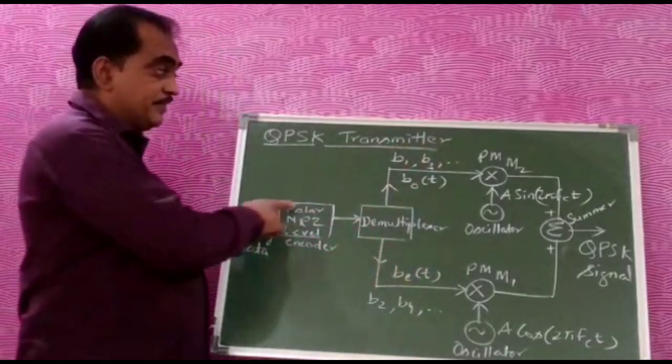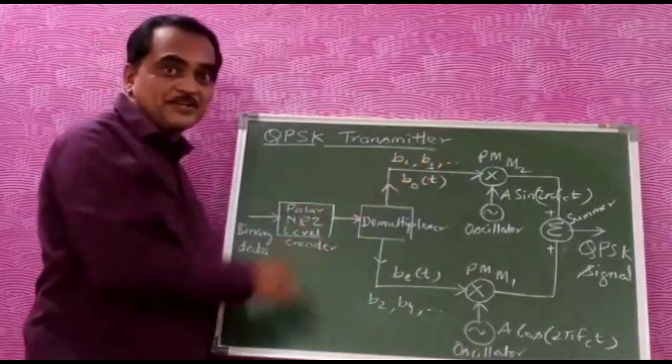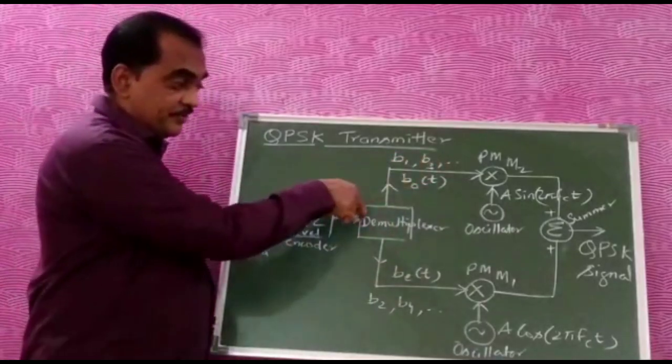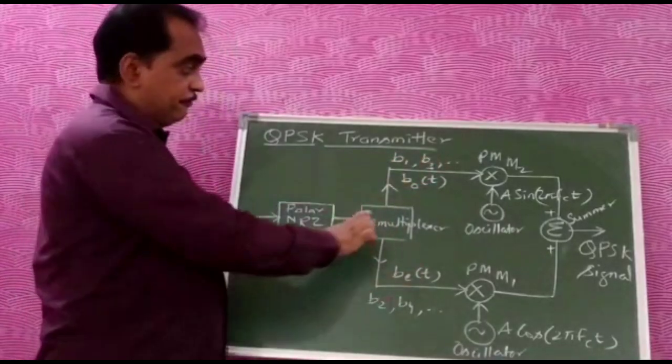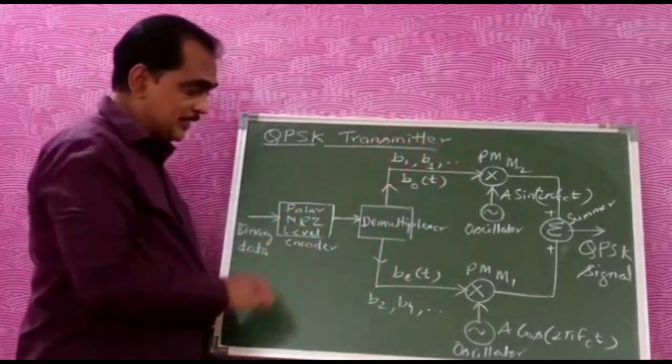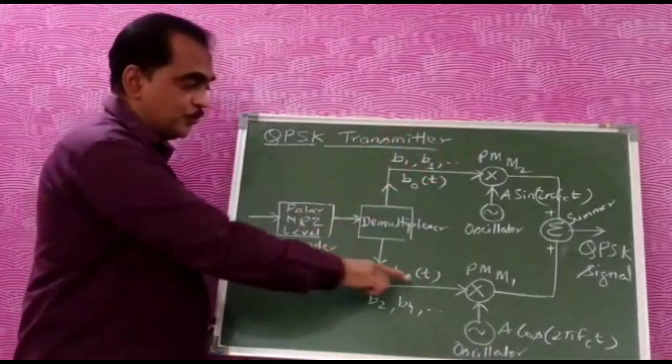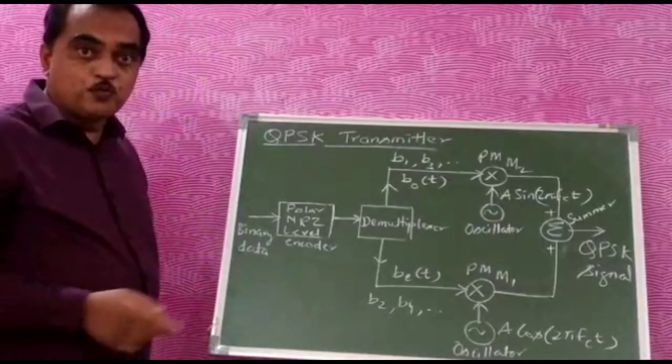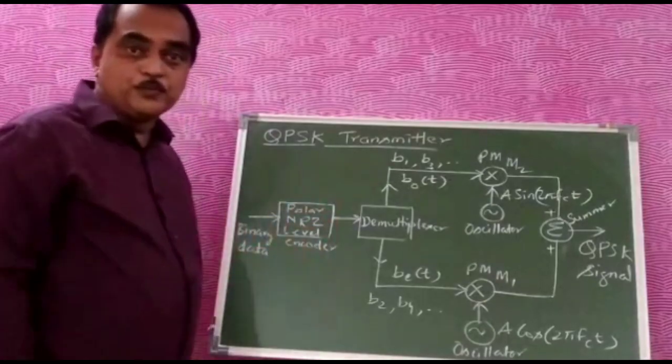When the third bit is entering, it will go to the top channel. When the fourth bit is entering, it will go to the down channel. Fifth bit, odd bit, will go to the top channel. Sixth bit, which is even bit, will go to the down channel, and this process goes on. One bit will go on top, one bit will go down.